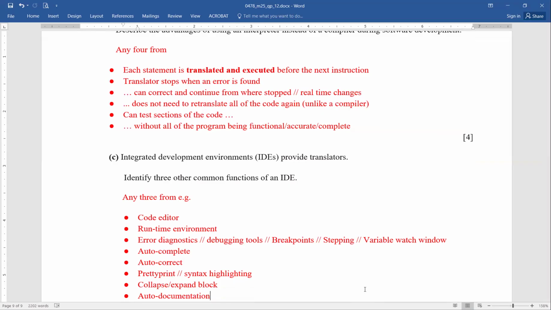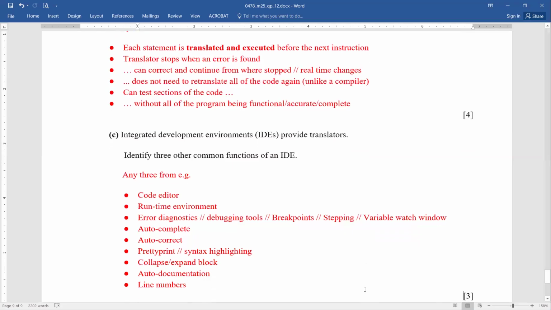You can talk about error diagnostics or debugging tools, or a student can write down breakpoints or single stepping, or watch window, or report window, autocomplete, autocorrect, pretty printing or syntax highlighting, collapse or expand the blocks, auto documentation, line numbers. See, there are so many things which can be found in an IDE.